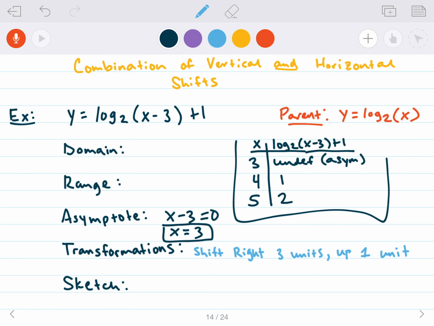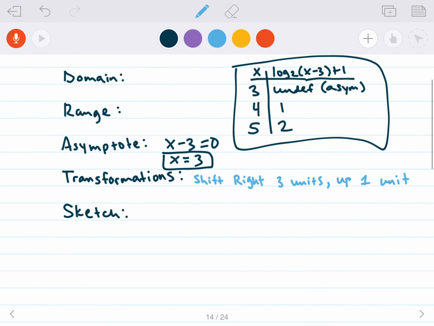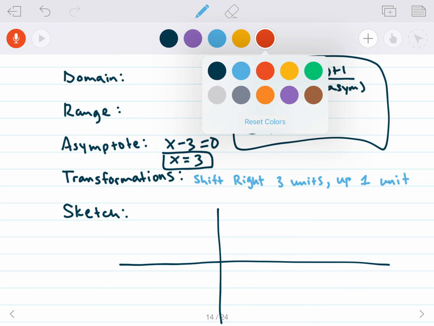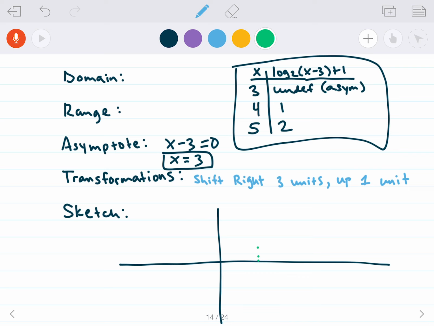Now we have some good points here. So using this, let's go ahead and do our sketch down here. First thing, I'm going to plot my vertical asymptote at x equals 3. So here's my vertical asymptote. And then I'll do my points. When x equals 4, y equals 1. When x equals 5, y equals 2. And so it's going to look like this, hugging that vertical asymptote all the way down.